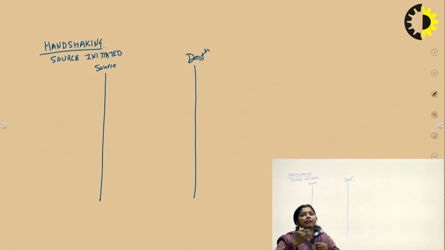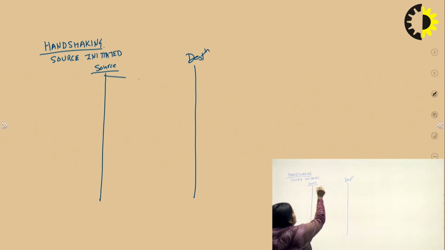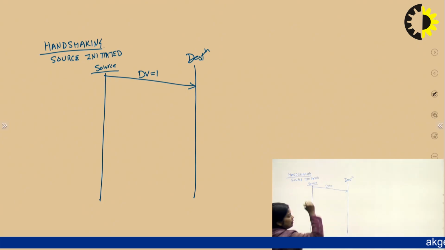After that, we are transferring the data and then connection close. So, in the handshaking method, there is a source and destination. At the starting, what is going on? The first thing is that DV equal to 1. This DV equal to 1 means I have a data, because it is source initiated. So, source will start communication.